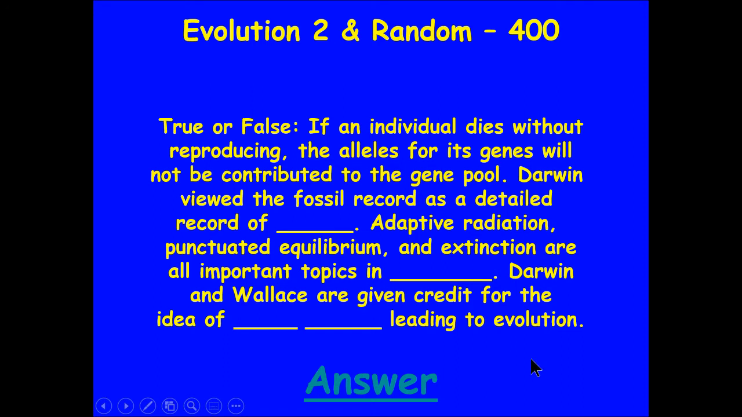True or false? If an individual dies without reproducing, the alleles for its genes will not be contributed to the gene pool. Darwin viewed the fossil record as a detailed record of blank. Adaptive radiation, punctuated equilibrium, and extinction are all important topics in what? And Darwin and Wallace are given credit for the idea of blank blank leading to evolution. Answers coming in 5, 4, 3, 2, and 1.